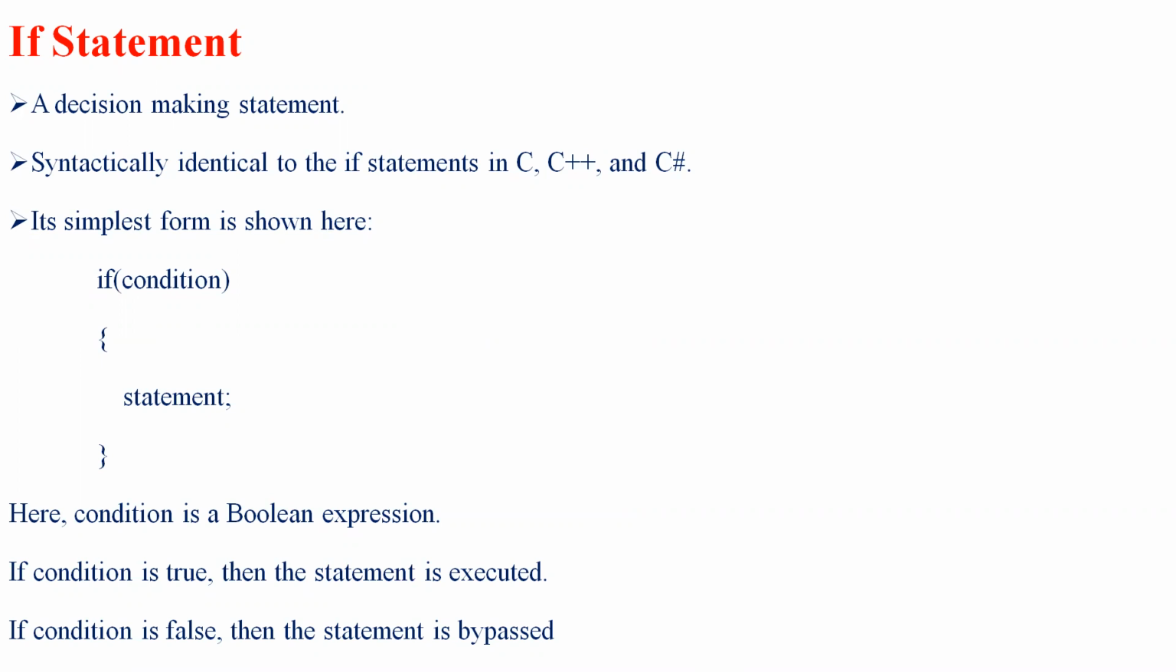The simplest form, or the syntax, of this if statement is: if condition, then statement. If the given condition is true, then the statement will get executed. Here the condition is a Boolean expression. If the condition is true, then the particular statement is executed, whereas if the condition is false, then the statement will not be executed. The statement is bypassed.